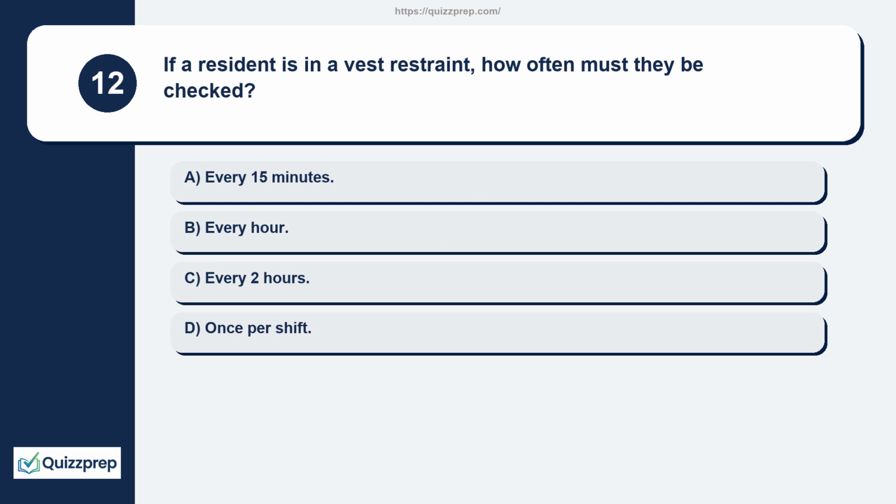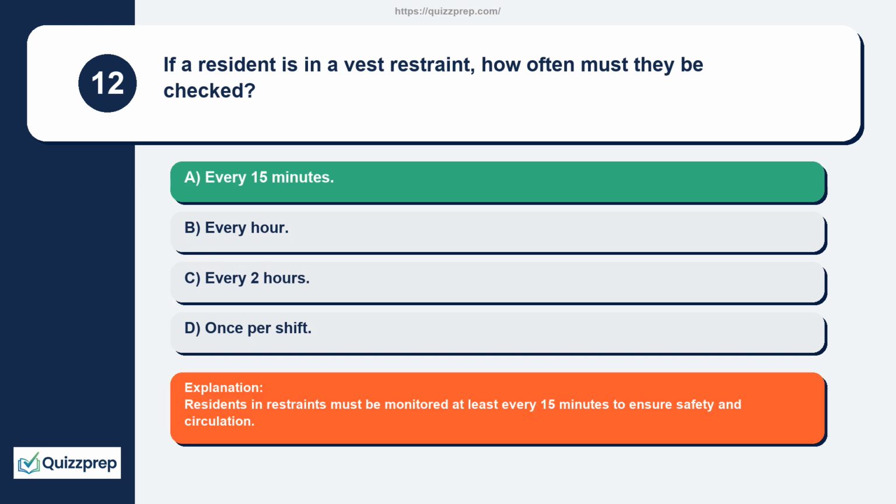Question 12. If a resident is in a vest restraint, how often must they be checked? Every 15 minutes, every hour, every 2 hours, once per shift. Residents in restraints must be monitored at least every 15 minutes to ensure safety and circulation.